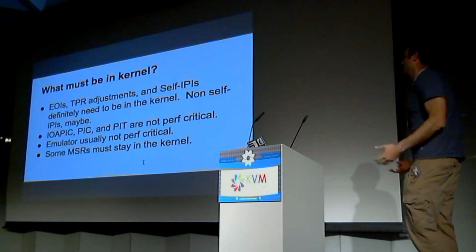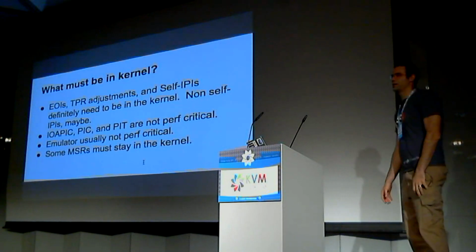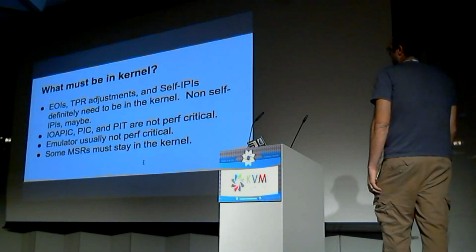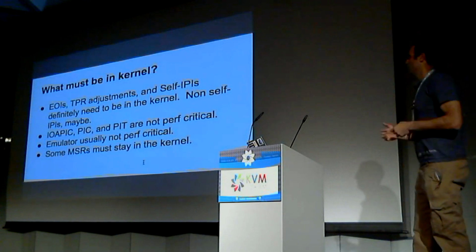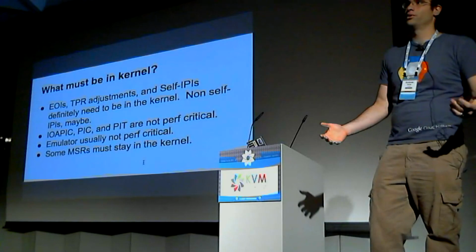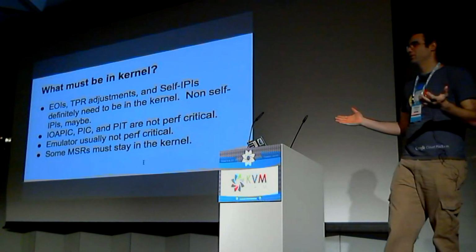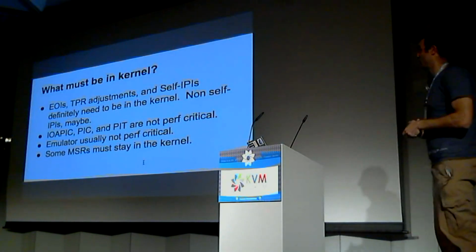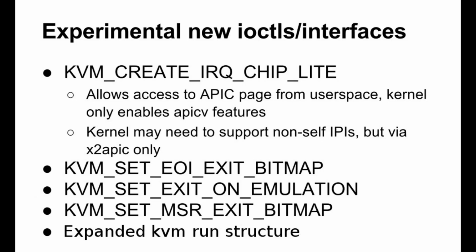In our measurements, the IOAPIC, the PIC, and the PIT just don't get hammered that often. Just about everything through the IOAPIC is being routed to user space, is coming from user space anyway, in one way or another. It complicates the event FD signaling, but we have a solution for that as well. So the emulator is usually not perf critical either, at least in our measurements. I'm sure someone here has a workload that's going to dispute that. But if you move everything that's MMIO accessible into user space, then you're probably making a trip to user space anyway, for emulators. And then some MSRs are going to stay in the kernel. We haven't worked that out yet.